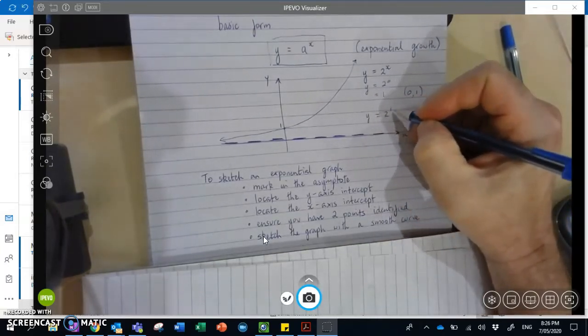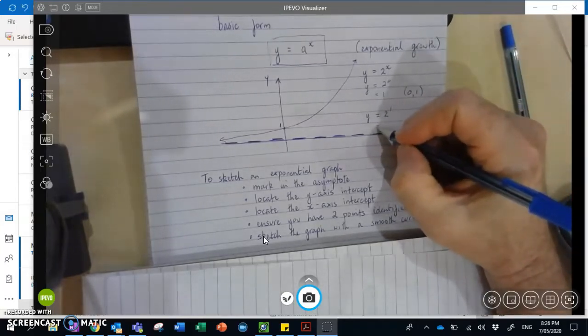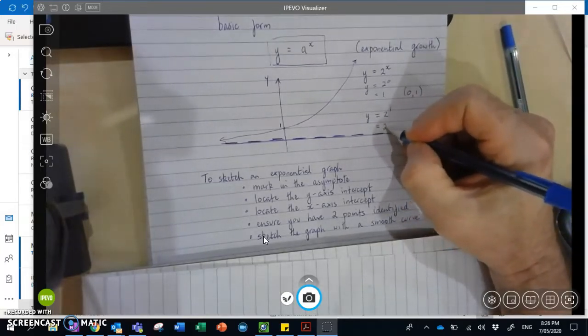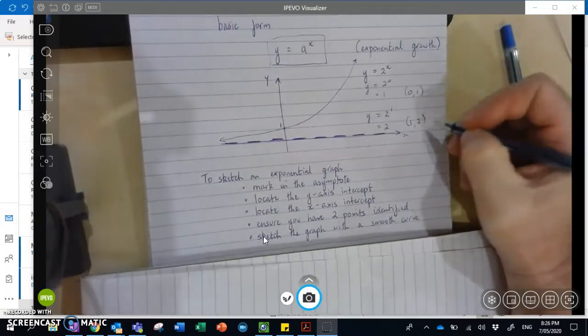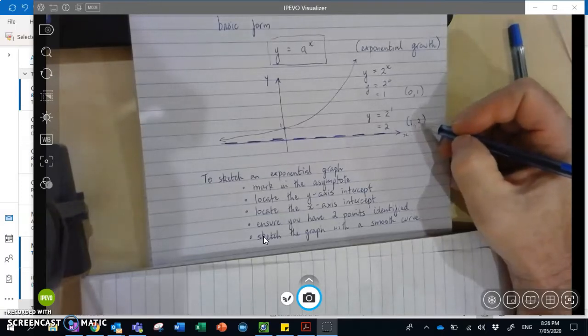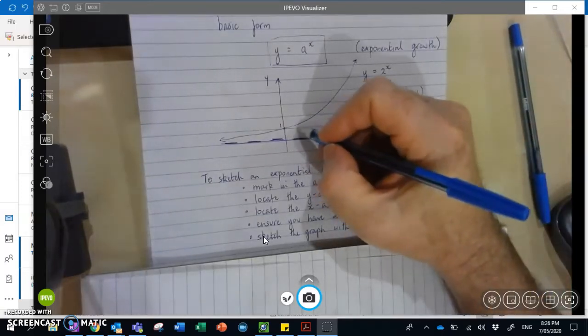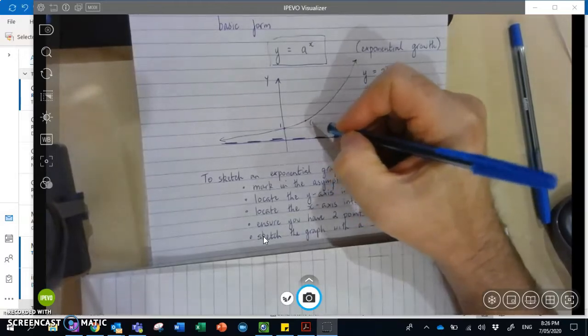Now the easiest one, or often the easiest one to locate, is when we just let x equal 1. So I'm going to replace x with the value 1, and we've got 2 to the power 1, which is just 2. So you can see perhaps why the value of 1 is often chosen, because they're very easy to calculate. So if we go 1 across, we've now gone 2 up. Typical, as I said, of that doubling that occurred previously.